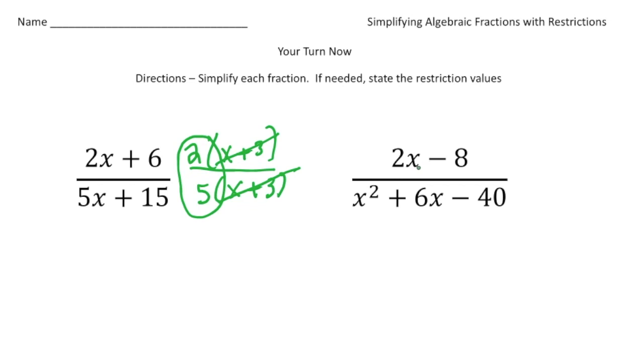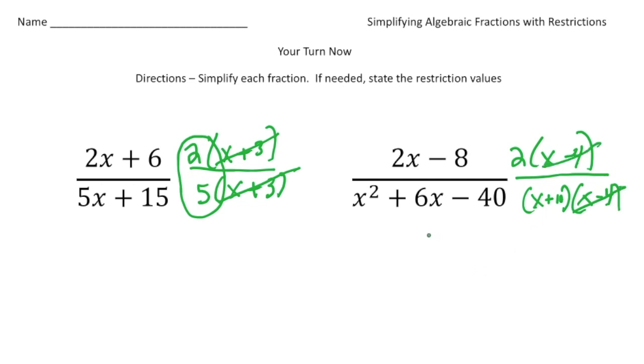Alright, in this one, I can take out a common factor of 2 again. And so that'll be 2 times (x plus 4). And here I have a trinomial to factor, so this is going to be an x and an x, and then a plus 10, and a minus 4, and cross off the common factors of x minus 4. So we end up with 2 over x plus 10. That's the simplified version of the fraction, right? In this case, the restriction is x cannot equal negative 10.